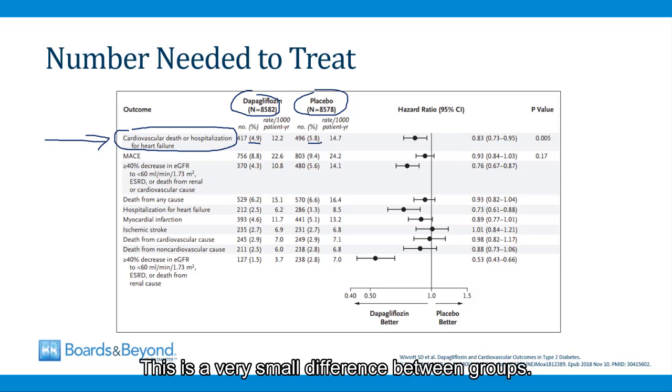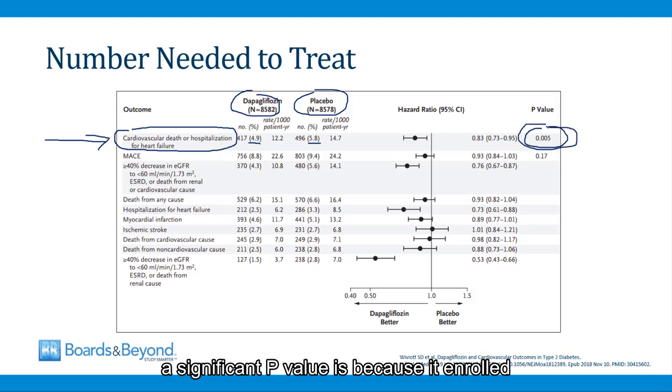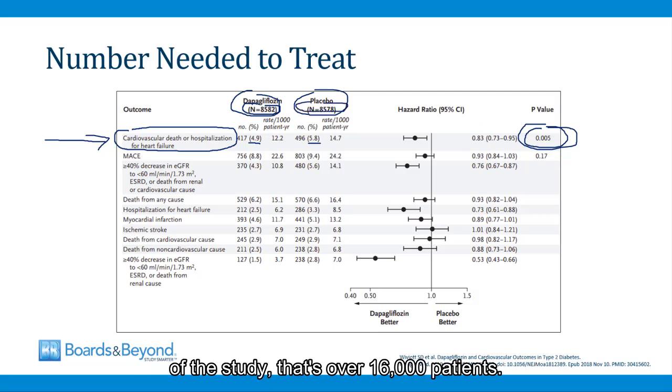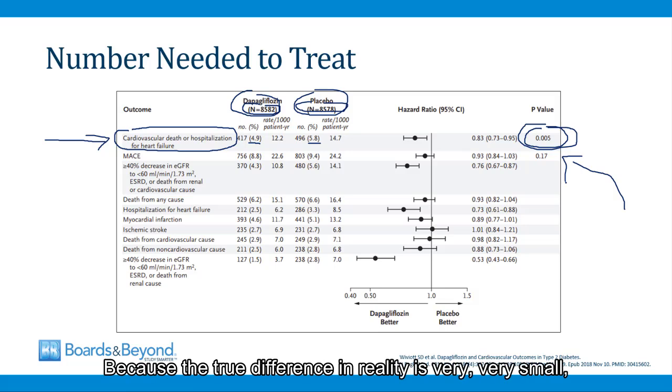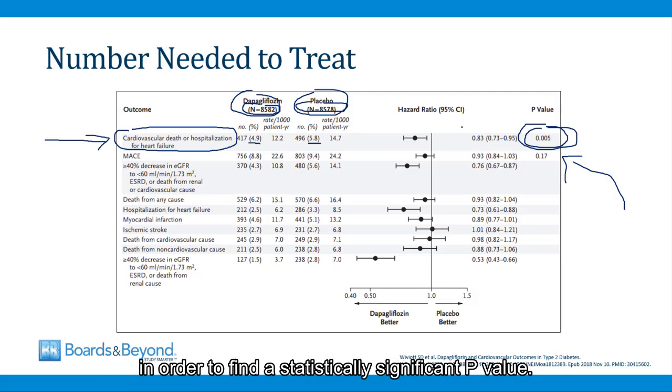This is a very small difference between groups, and yet this study found a significant result with a p-value of 0.005. Well, the reason it was able to find a significant p-value is because it enrolled a lot of patients. Notice that there were 8,500 patients in both arms of the study. That's over 16,000 patients, and that's how many had to be recruited in order to find this p-value, because the true difference in reality is very, very small, only 1% between groups. And so you need a lot of patients in order to find a statistically significant p-value.